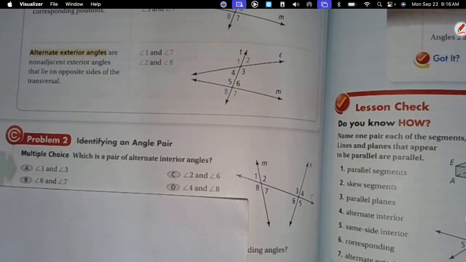Okay, what's a pair of alternate exterior angles? 1 and 5. What's the other pair of alternate exterior? 4 and 8. What is a pair of same side interior angles? 2 and 3. What's another pair of same side? 7 and 6.